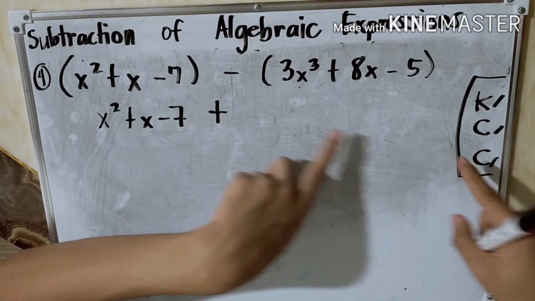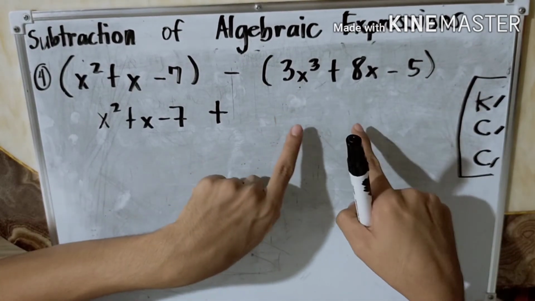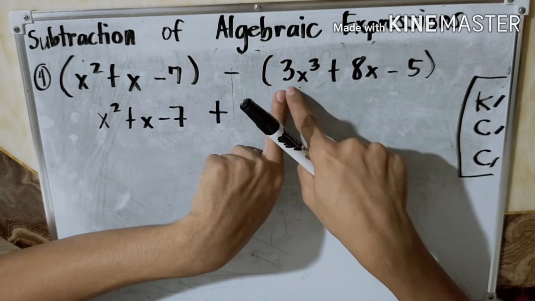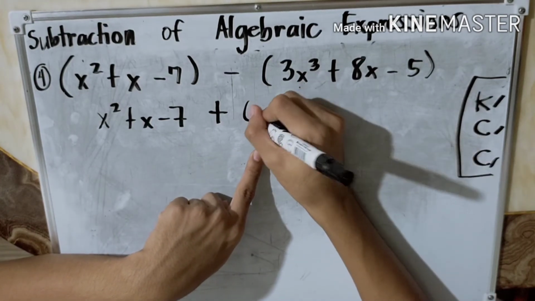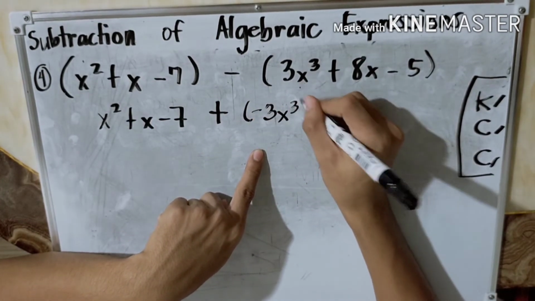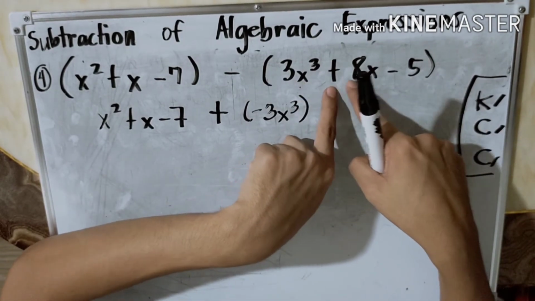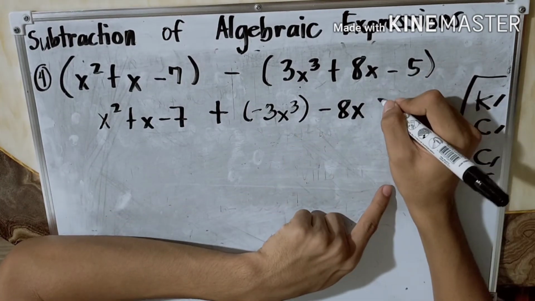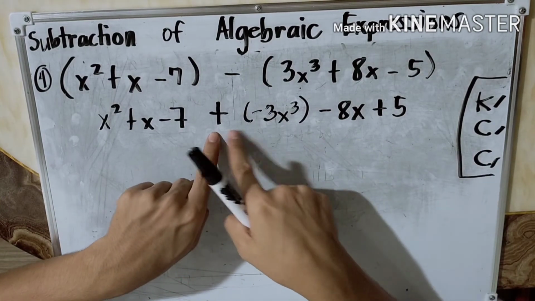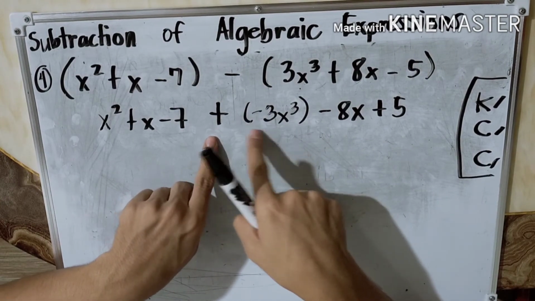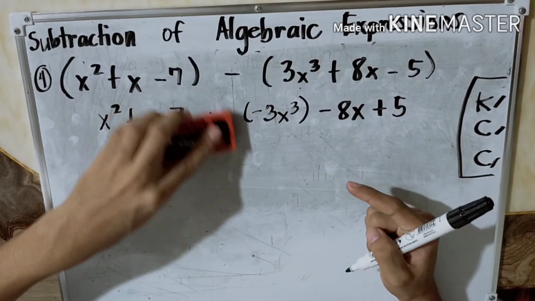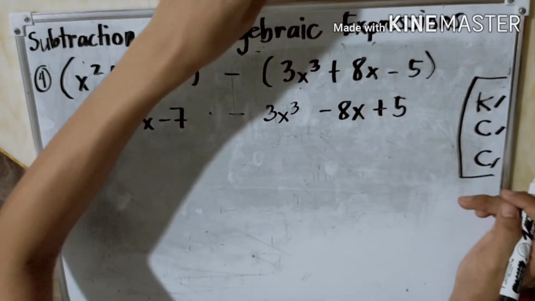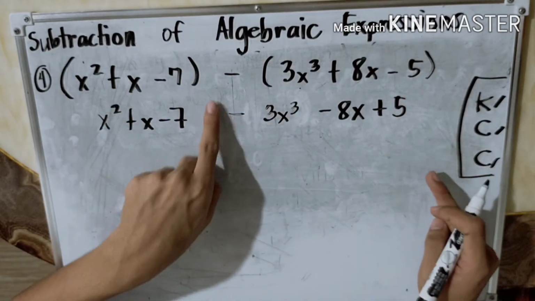Then, another C, change the sign of the subtrahend. So, papalitan natin ngayon ang sign nitong subtrahend pag inilabas natin dun sa parenthesis. So, ang positive 3x cube, yan ay magiging negative 3x cube. Tama? Ang positive 8 magiging negative 8x. Ang negative 5 magiging positive 5. As you can see, dalawa yung ating operation dito. So, we can multiply this. Positive times negative, it will become negative. So, para wala na tayong parenthesis. Nung inilabas natin, nabago yung sign.